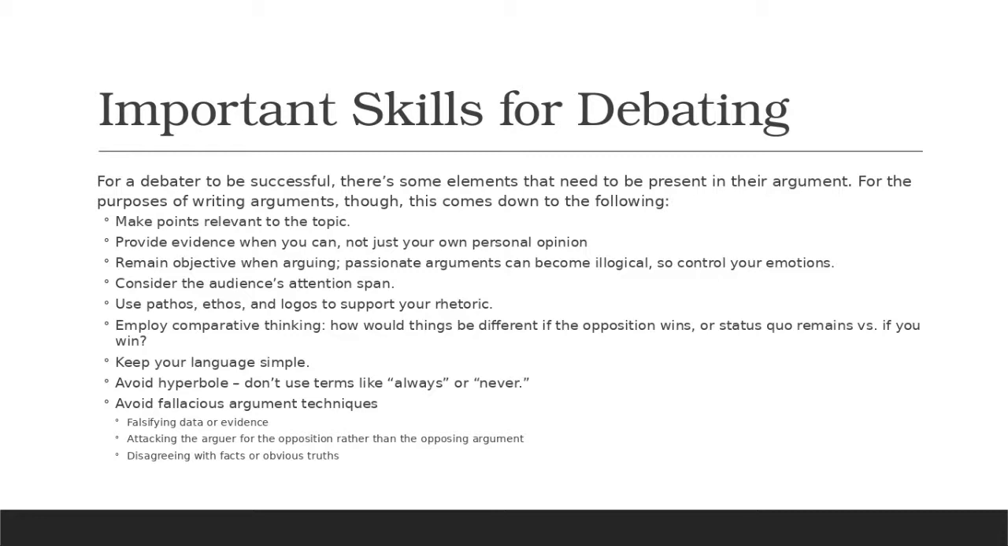Consider the audience's attention span. How much patience does your audience have? They're probably not going to have the patience for a dissertation, but maybe three or four pages worth of argument over this topic might get their attention. Use pathos, ethos, and logos to support your rhetoric. Use every element of logical argument to back up what you're trying to say. Employ comparative thinking. How would things be different if the opposition wins or status quo remains versus if you win? What's going to be changed for the better, what's going to be changed for the worse.